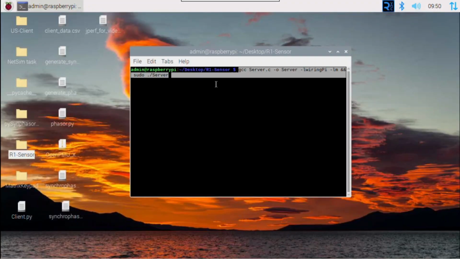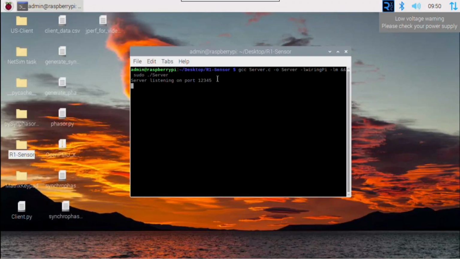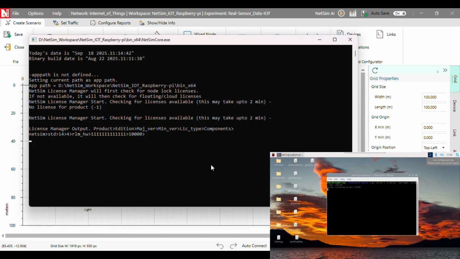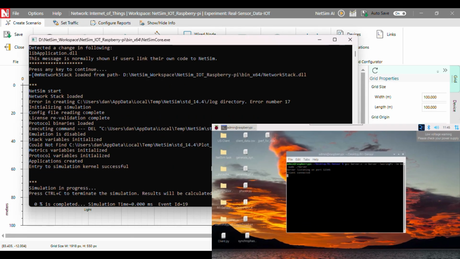First, we run the server.c on the Raspberry Pi. It starts and waits for a client connection. Next, we launch the configured IoT scenario in NetSim. As soon as NetSim begins, the connection to the Raspberry Pi server is established.